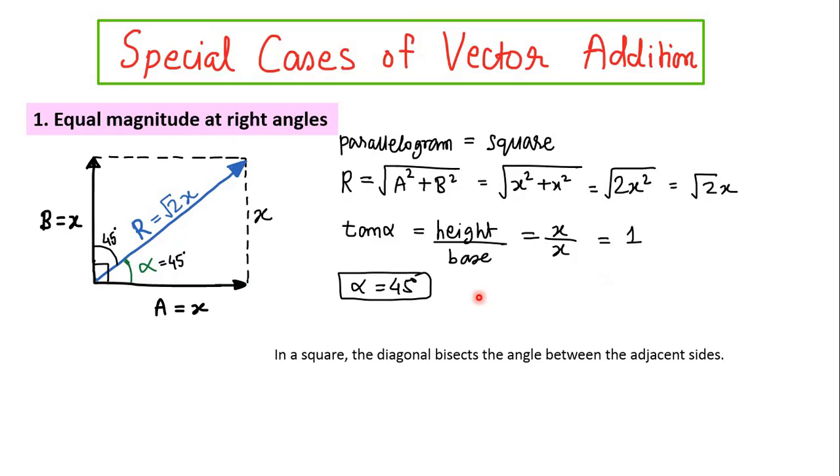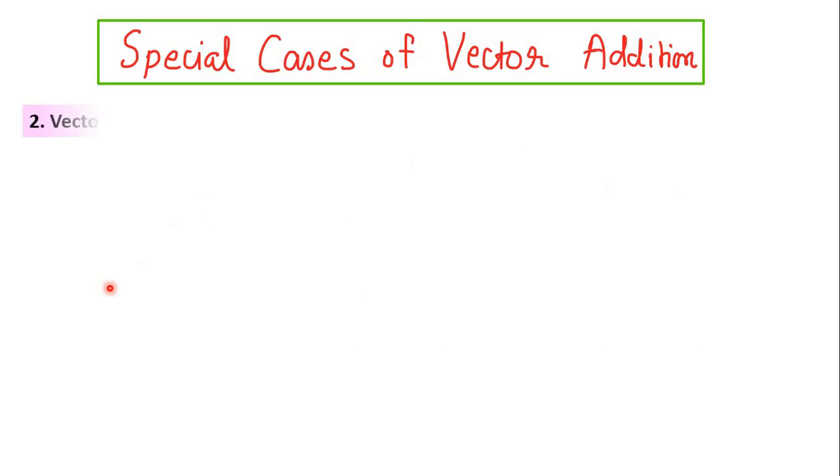Here we also observe that in a square the diagonal bisects the angle between the adjacent sides. That is why this 90 degrees was bisected by the resultant into 45 degrees and 45 degrees. This happens only when the two vectors are equal in magnitude and the angle between them is 90 degrees. Let's go to the second special case.